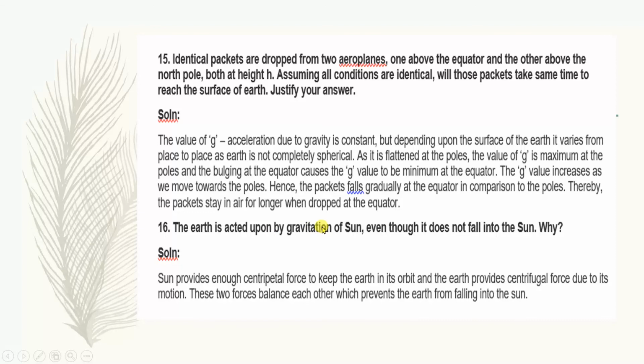Earth is acted upon by gravitation of the sun, even though it does not fall into the sun. Why? If the sun is pulling the earth, then why is the earth not falling on the sun? Sun no doubt provides centripetal force to keep the earth in its orbit, but earth provides the centrifugal force. Due to its motion it is moving, so centrifugal force is acting on it away from the center and centripetal towards the center, and the balance of these two forces prevents the earth from falling on the sun. Okay.